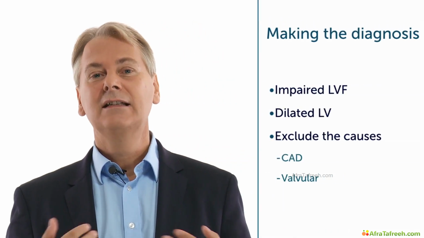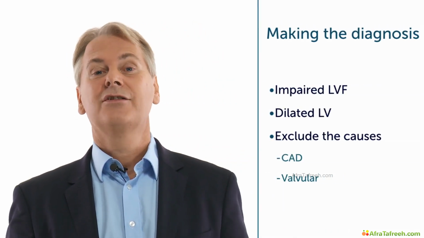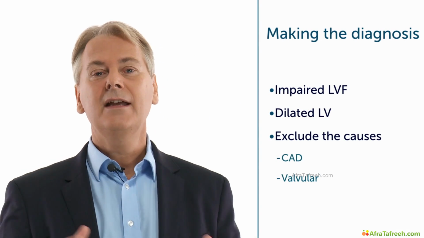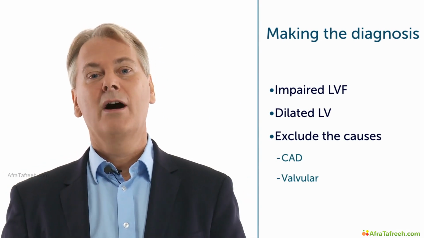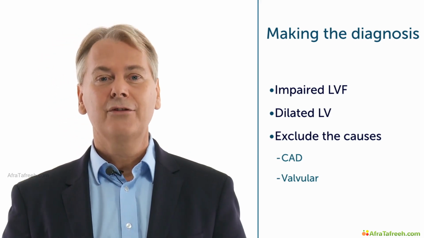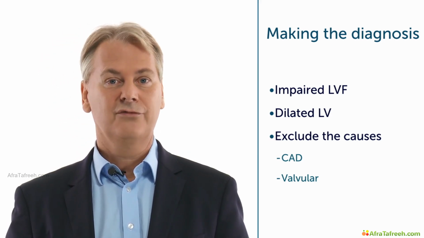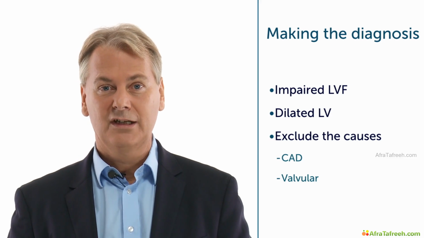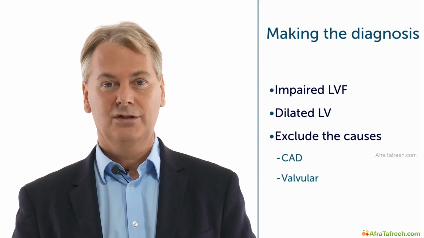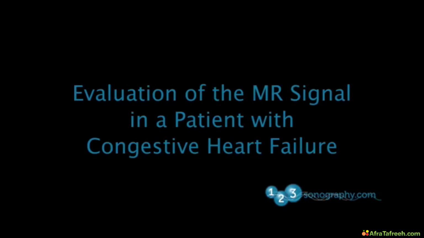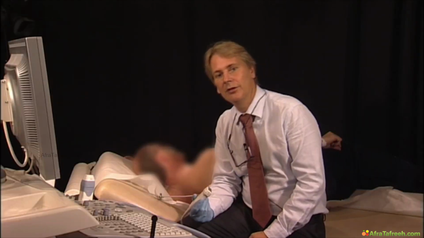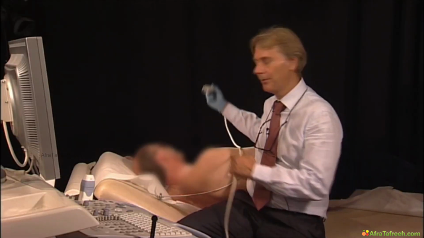You should also look at the valves, of course, because if you have significant regurgitation and there is a structural problem of the valve, then the cause of the reduced left ventricular function is not a primary myocardial disease, but rather a valvular disease. In other words, for example, significant mitral regurgitation, which eventually led to systolic dysfunction. It's also important to look at the valves in patients with cardiomyopathy.